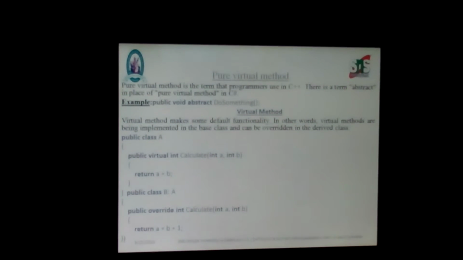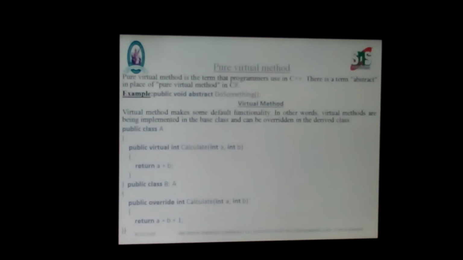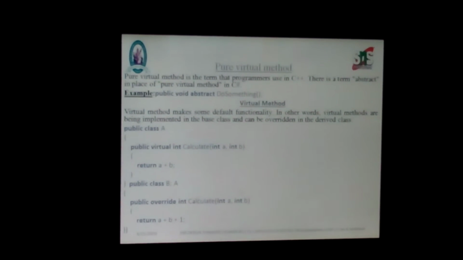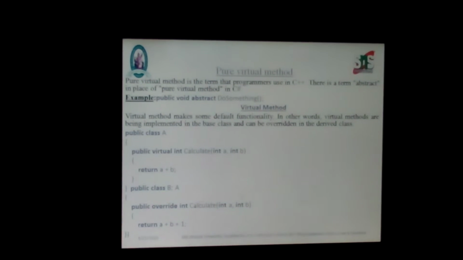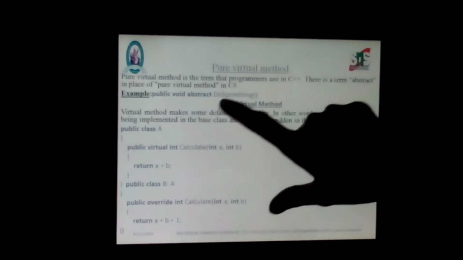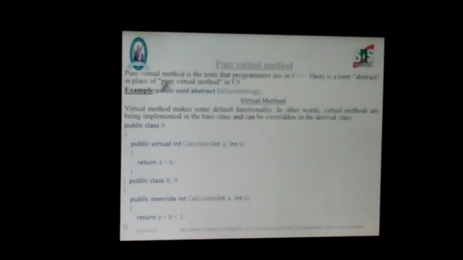Let us see what is meant by pure virtual method. It is a term that programmers use in C++; in C# the term abstract is used in place of pure virtual method. That is what a pure virtual method is. Another thing is virtual method. We make some default functionality with the help of virtual method.